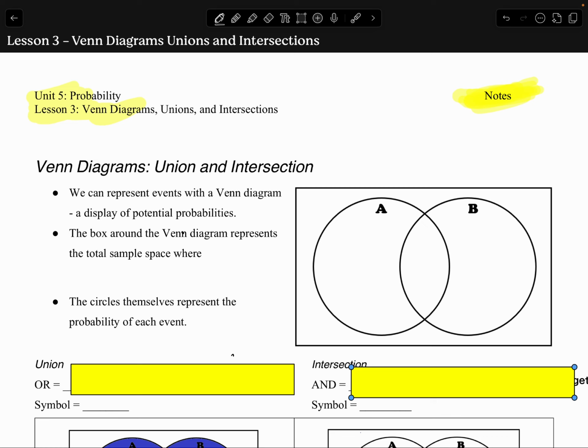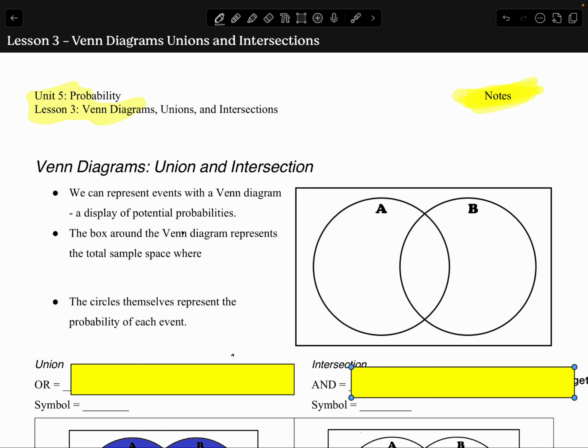This is statistics class, Unit 5 probability, Lesson 3, Venn diagrams, unions, and intersections notes. So Venn diagrams, unions, and intersections. I'm showing a picture of a Venn diagram here.